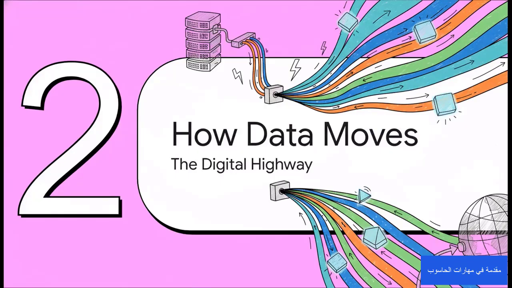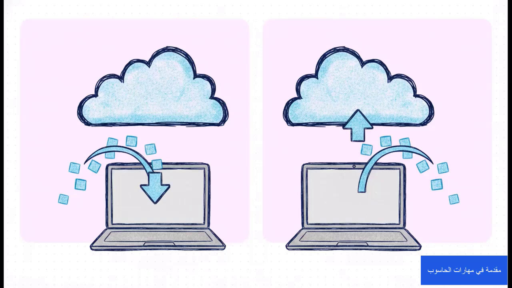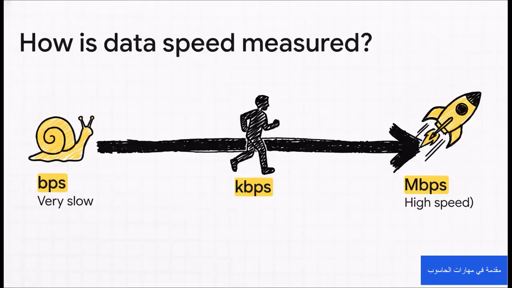Okay, so we've got the map, we understand the roads, but how does the traffic, the information itself, actually move along these digital highways? We all do this 100 times a day. When you're streaming a movie or receiving a picture you saw online, you are downloading. You're copying data from the network to your computer. And when you post that picture to Instagram or attach a file to an email, you're uploading. You're sending data from your computer out to the network. Simple as that.